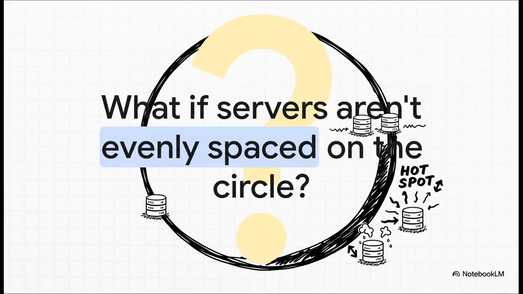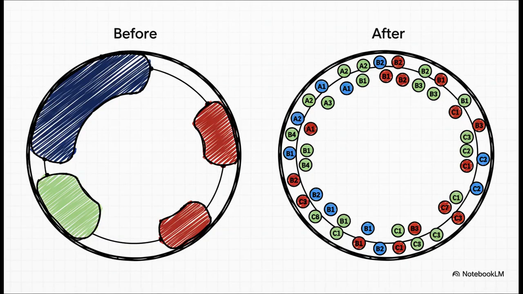You could easily end up with a situation where 2 of your servers are clumped really close together on the ring, and then there's this huge empty gap before you get to the third one. What does that mean? It means that third server gets stuck with a massive chunk of the work, a huge arc of the circle, while the other 2 are barely doing anything. You get these massive load imbalances. We call them hotspots. So what's the fix?